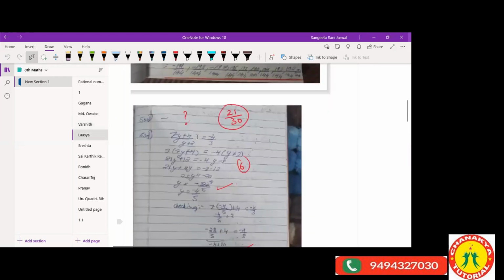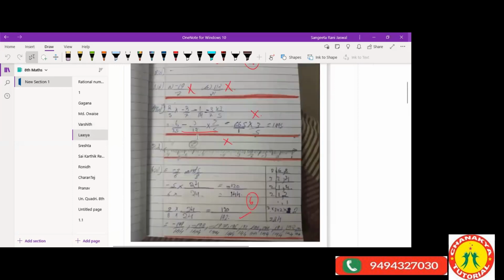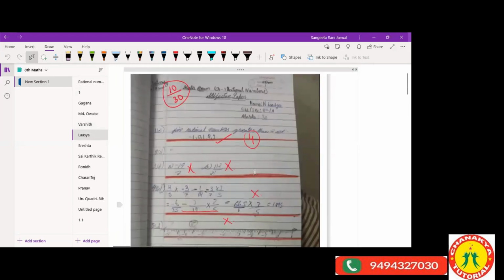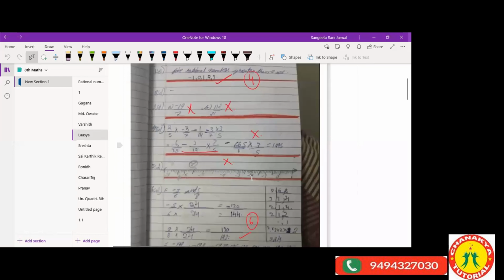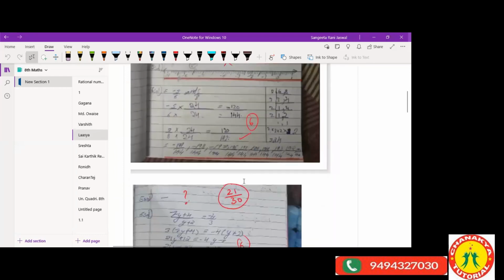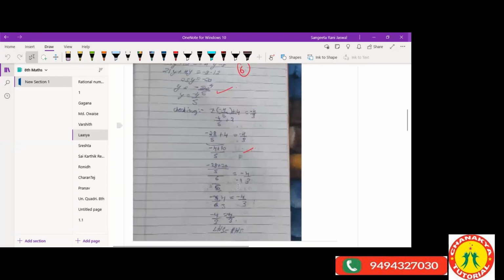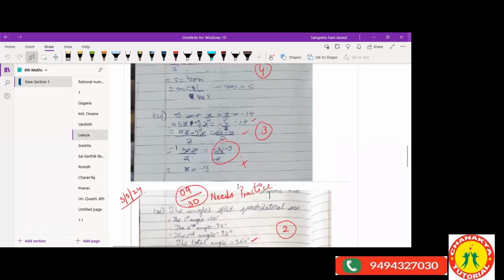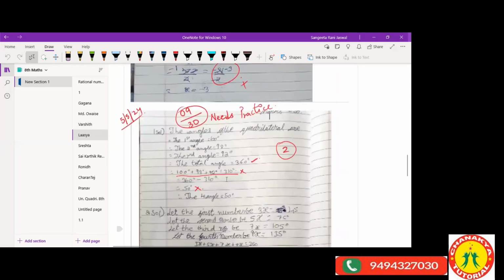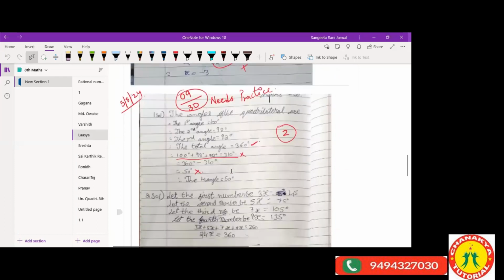Yes, ma'am. Take it. You can see your paper. Okay, beta. See here. I'm showing you your paper. Yes, Lasya, this is yours. Lasya, you have made so many mistakes.